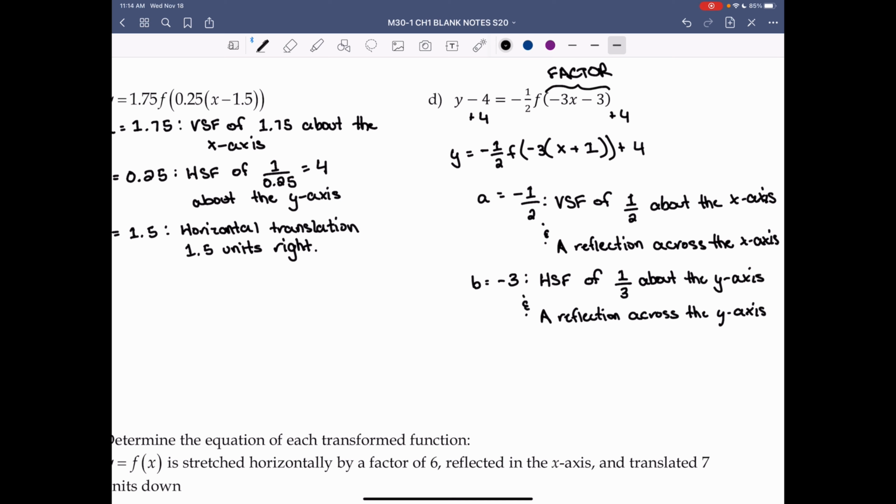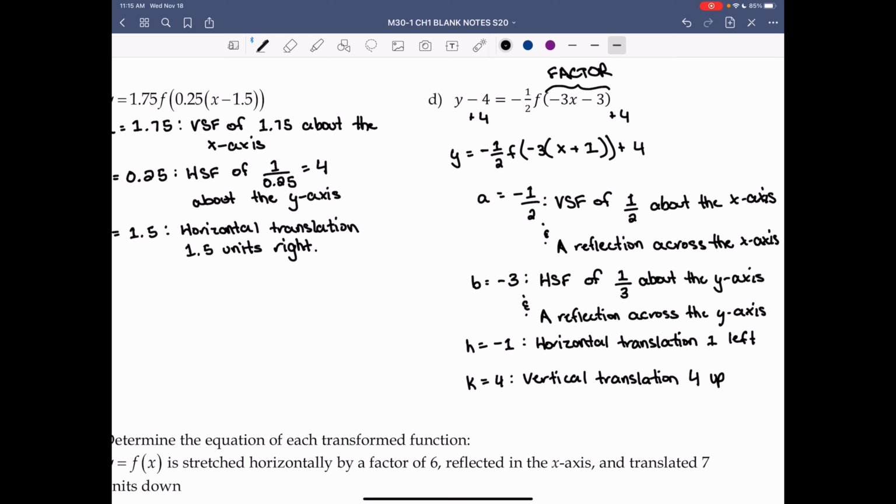Then we have h, it's x plus 1, so h is negative 1, which represents a horizontal translation one to the left since it's negative. And then finally k equals 4, which represents a vertical translation 4 up.